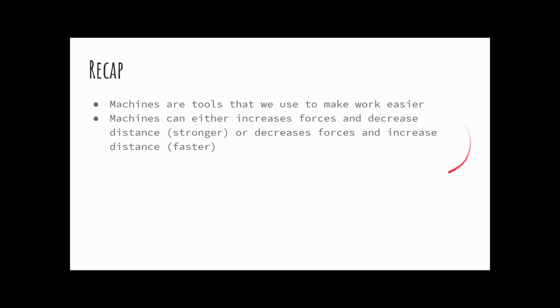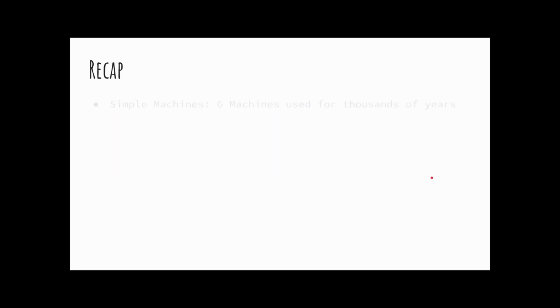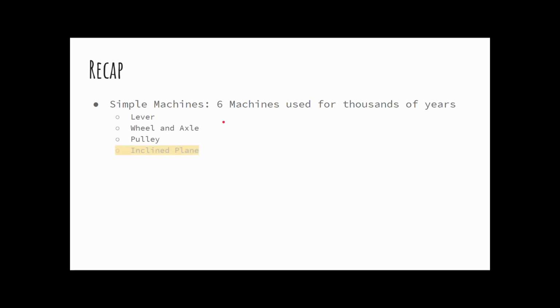Alright, so that's machines in general, but our focus today is on simple machines. And simple machines is this set of 6 machines that people and engineers have been using for thousands and thousands of years. So these 6 simple machines consist of the lever, the wheel and axle, and the pulley, which we have all talked about before in our presentation last week. The new ones that we'll be covering today are the inclined plane, the wedge, and the screw.